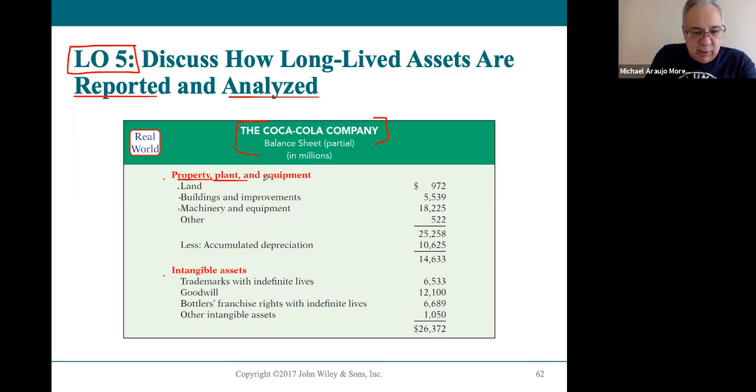Machinery and equipment is equipment. So property, plant, and equipment is the category of assets, and oftentimes that's exactly how they are usually listed on their balance sheets. Here you have the accumulated depreciation.